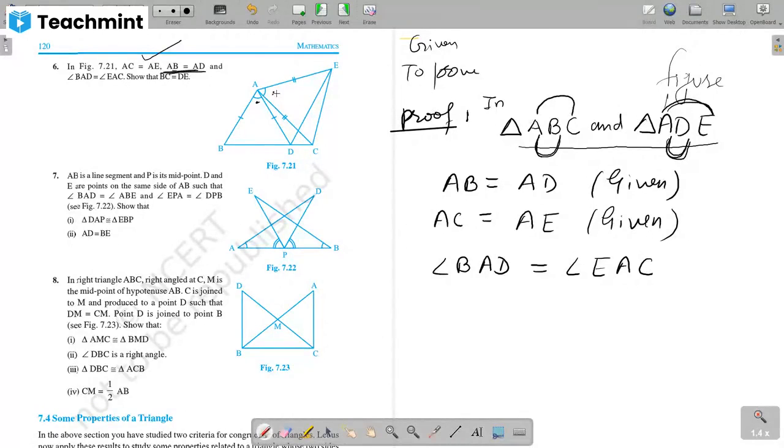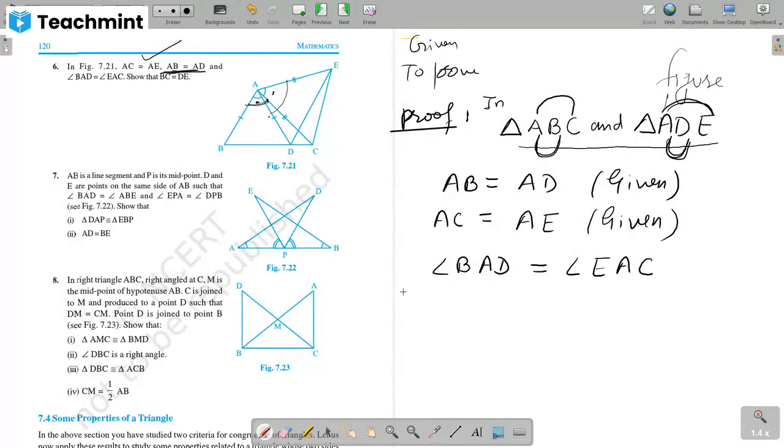But if you observe this triangle BAC, the angle at point A in this triangle is angle BAC, the complete angle, from here to here. Similarly, in the other triangle, the angle at A includes D, A and E. So here this part is missing. This angle is missing.